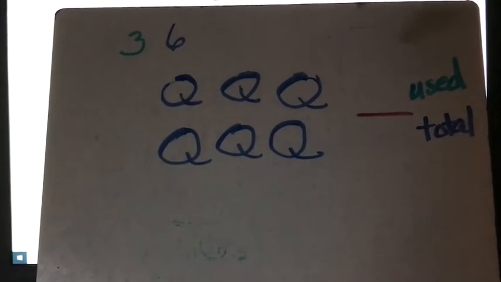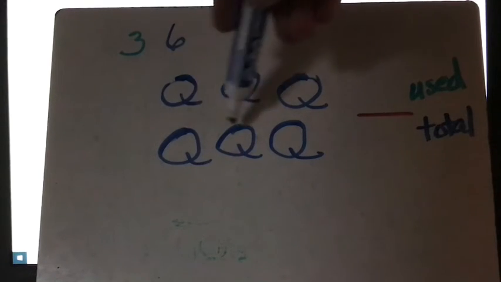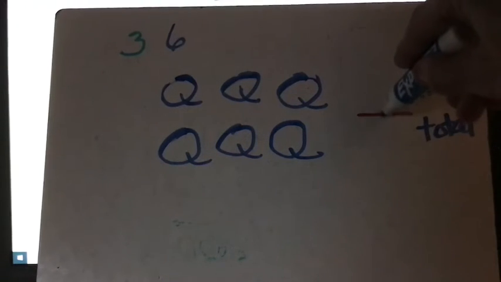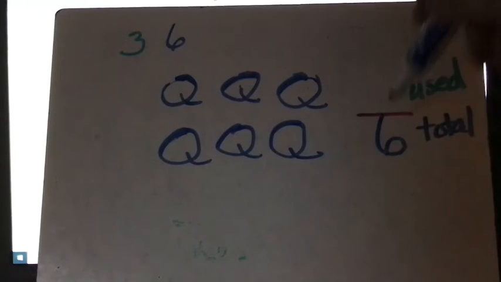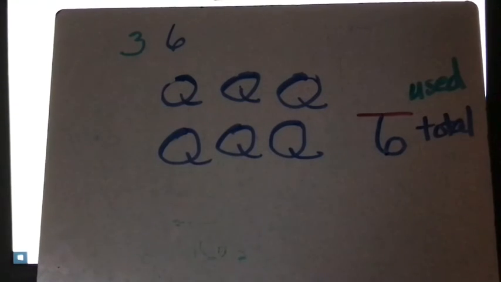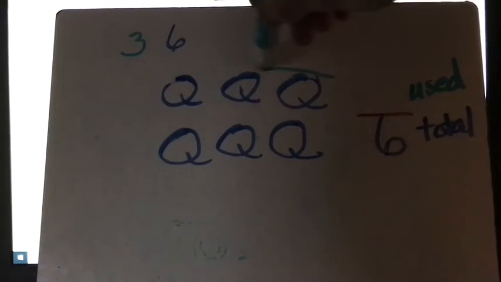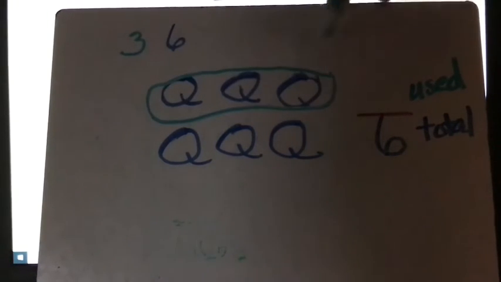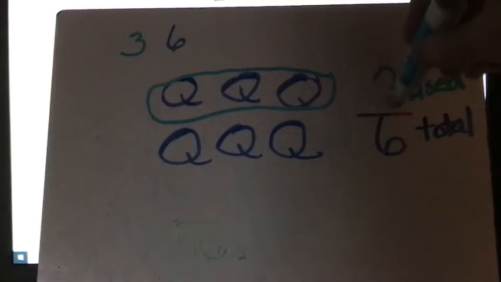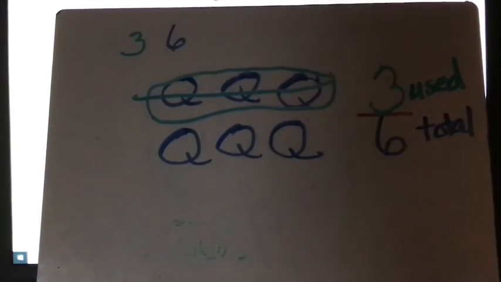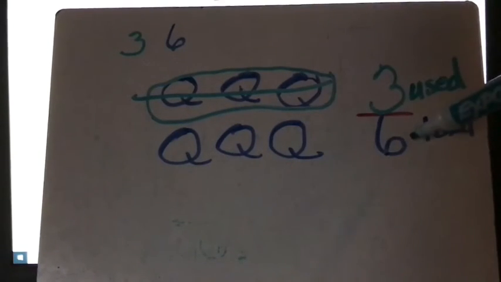I have 6 quarters. 1, 2, 3, 4, 5, 6. So Daquan has 6 total quarters. He uses 3 of them to buy some gum. All right, so those are gone. So he used 3 out of 6 or 3/6 of his quarters. So 3/6 is the answer.